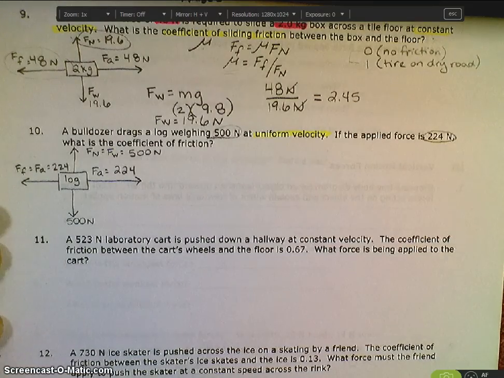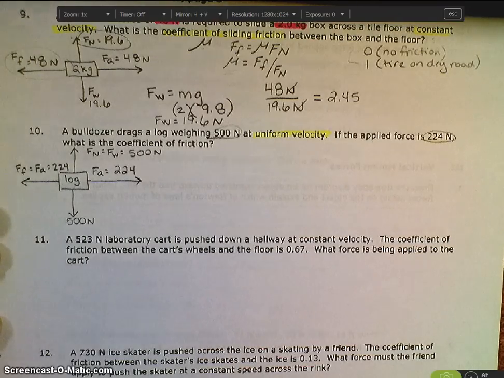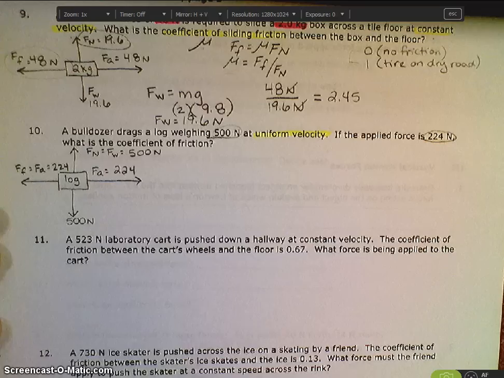This is my drawing of the log being pulled by a bulldozer. If you notice, they gave me the weight of the log that points down. It is the exact same as the up arrow for normal force. They also gave me an applied force of 224, which I know at constant velocity or uniform velocity is the exact same as the friction force. This makes my equation very simple.